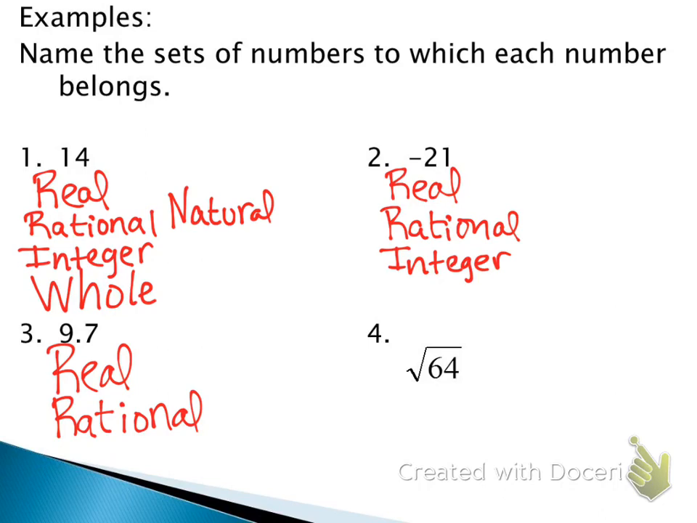On number 4, what's going to help us classify this one is if we simplify it first. Can anybody in here raise a hand and tell me what the square root of 64 is? Yes, sir. 8, very good. If you know your square numbers and your square roots, that's going to help you, especially your perfect squares. So if we're thinking about classifying the square root of 64, we're really just classifying the number 8.